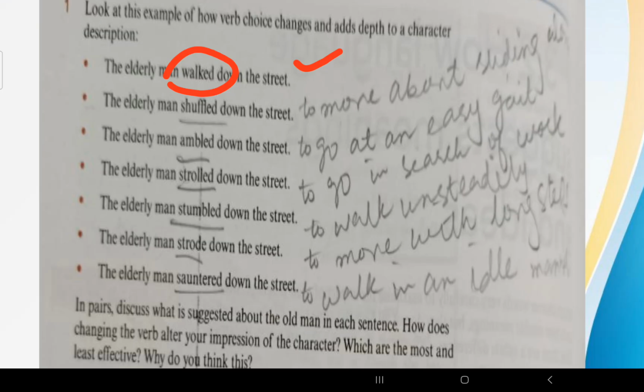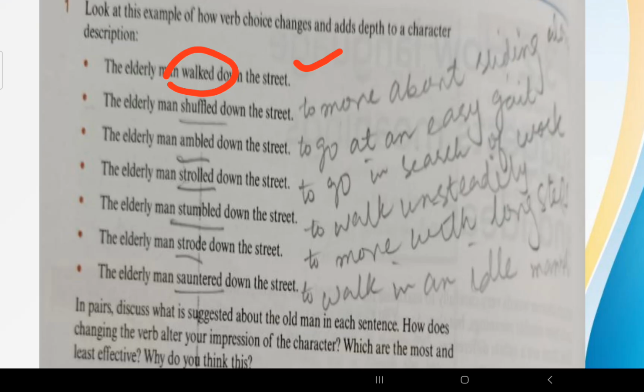Stumble is a kind of an unsteady walk. When you are walking in an unsteady way, unsteadily, then you are stumbling. The elderly man strode down the street. Strode basically is a kind of long step. When a person walks by taking long steps, that is striding basically. The elderly man sauntered down the street. Sauntering is also a kind of idle walk. So all these words, just the use of the word is totally changing the character that is behind that word.